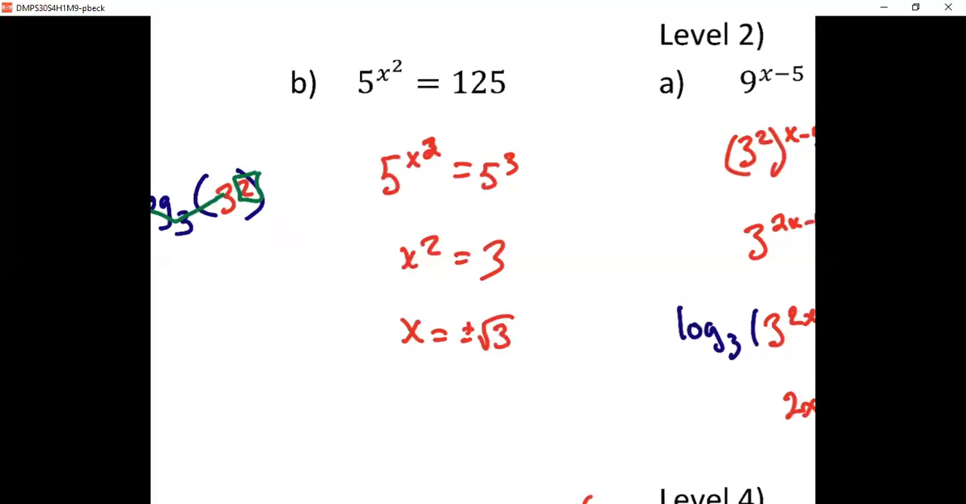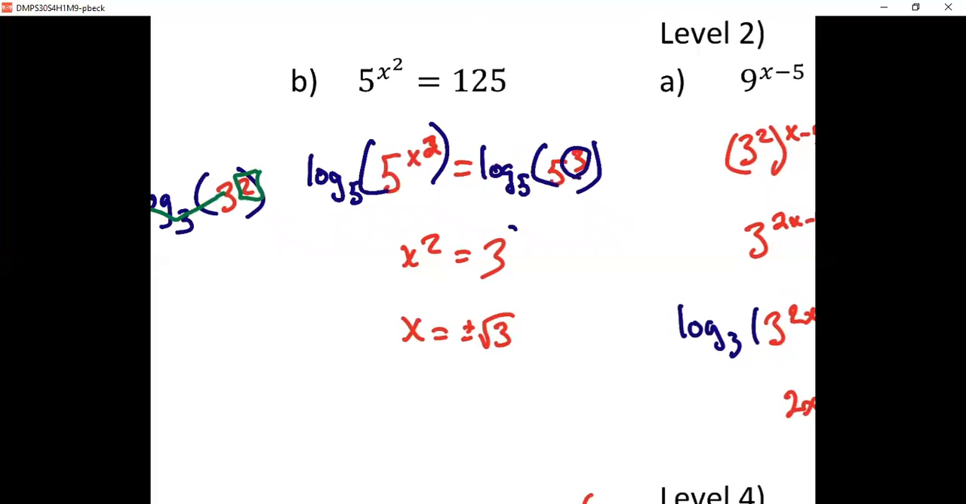So on problem B, we start by saying, hey, let's make these into a common base. And now we will take the log of both sides. What undoes the exponential base 5? A log base 5. What undoes the exponential base 5 over here? Log base 5. And so you're left with just the exponent. 3, just the exponent of x squared. So x is positive or negative square root of 3.